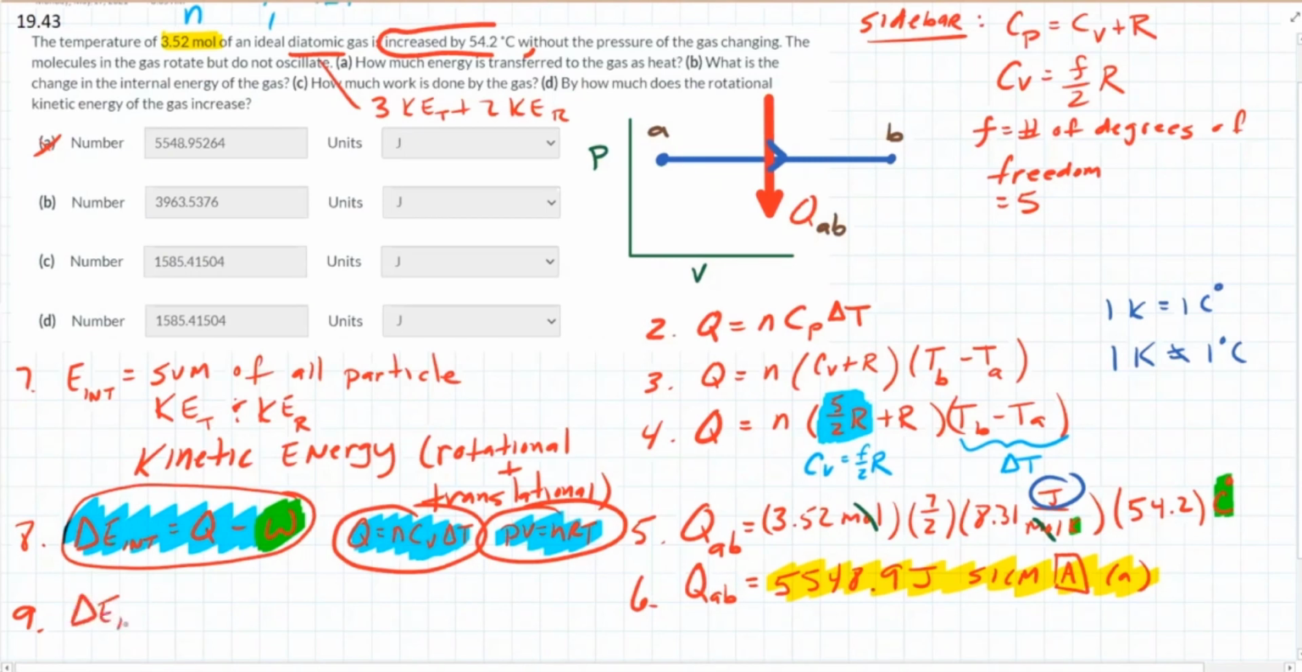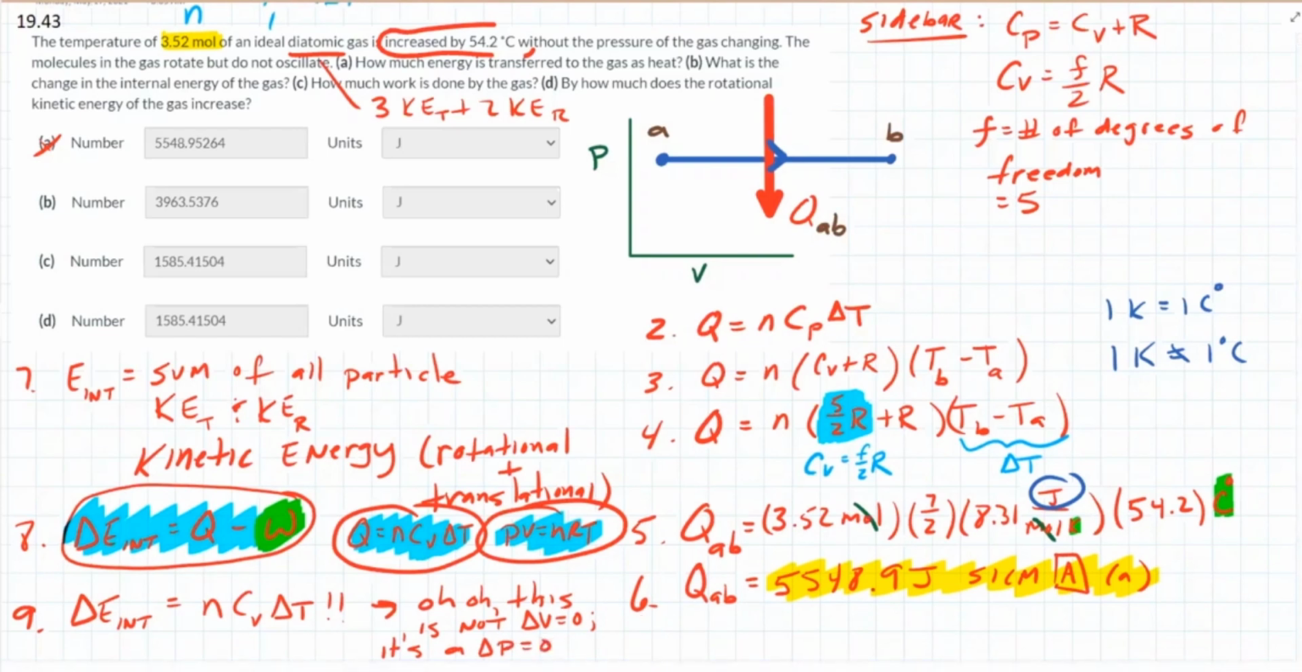Change in internal energy is always equal to NCV delta T. That's a huge point. And you might say, that's nice, Chris, but I don't have constant volume. I have constant pressure. So at this point, you would say, uh-oh, this is not a CV. This is not a constant volume case. It is, in fact, a constant pressure case.